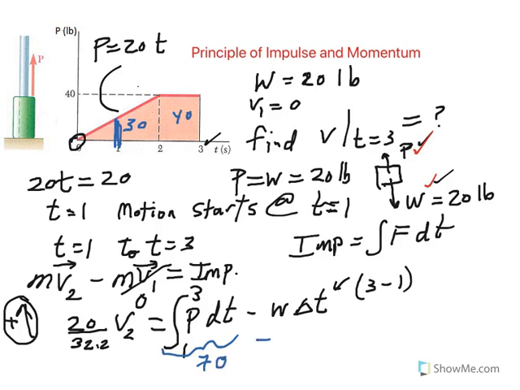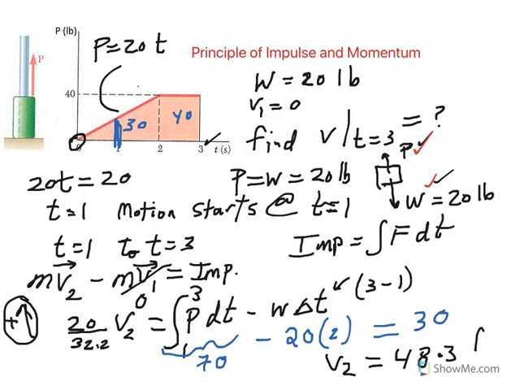That's the unit. The weight is 20 pounds, and delta t is 2 from 1 to 3. So this becomes 70 minus 40, which is 30. If you go ahead and solve for v2, 20 divided by 32.2 times v2 is equal to 30. The right hand side is 30, and we should get 48.3, and that would be the velocity at t equal 3 seconds. That's 48.3 feet per second. Thanks for watching and listening.